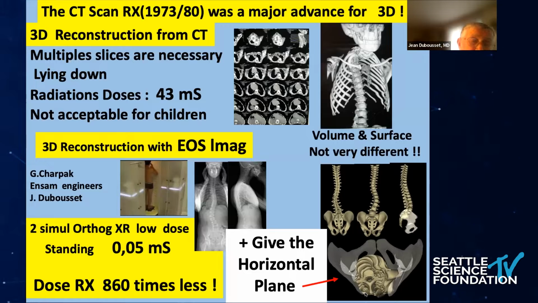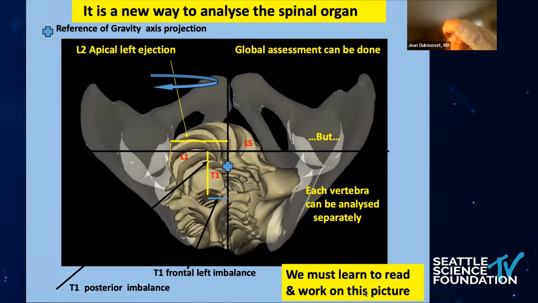That is why, with Georges Charpak and the ENSAM engineers in Paris, I pushed to produce the EOS imaging system with a very low dose of radiation. But everybody uses it on the AP and sagittal views, and nobody asks for the horizontal plane that the machine is able to give you. It is a new way to analyze the spinal organ, but very few people ask for this view because they have not learned to read it.